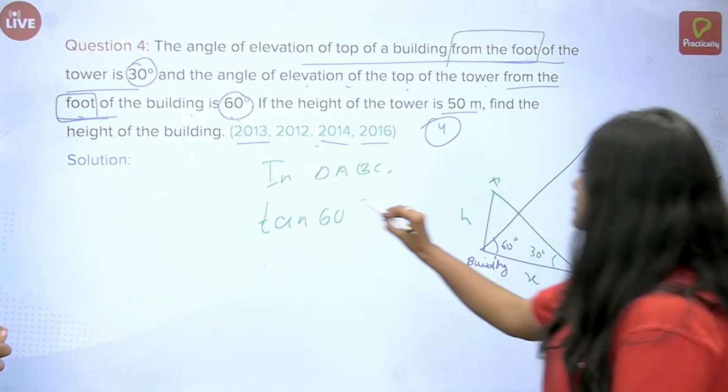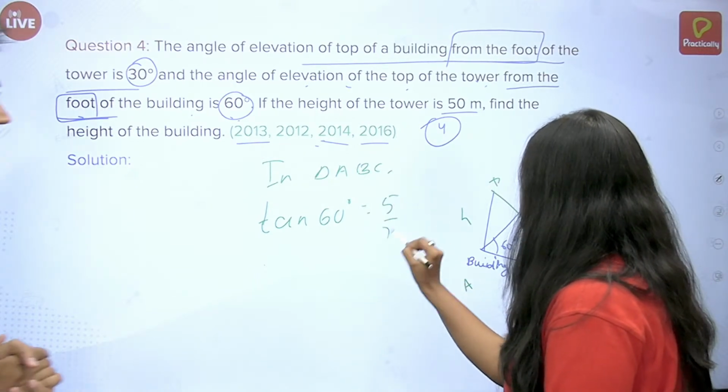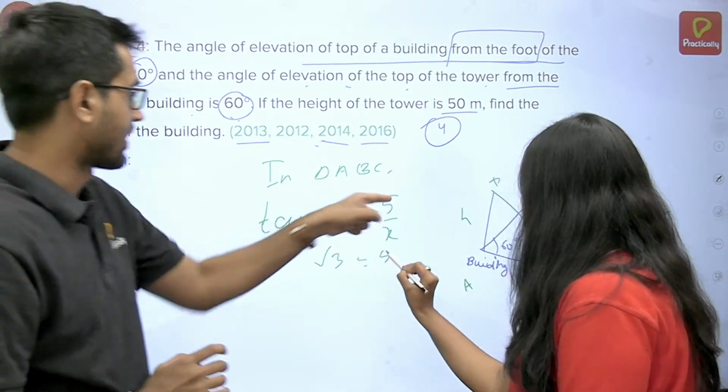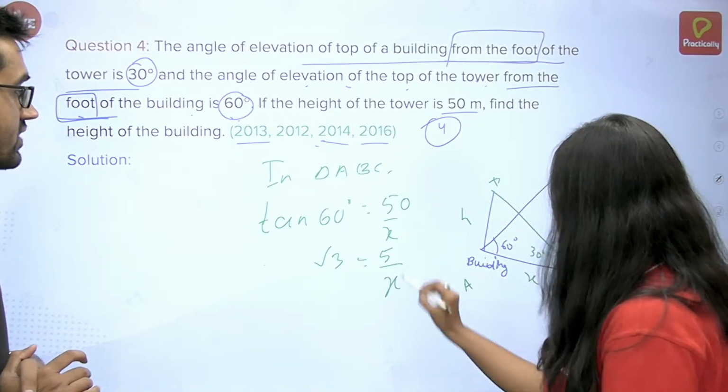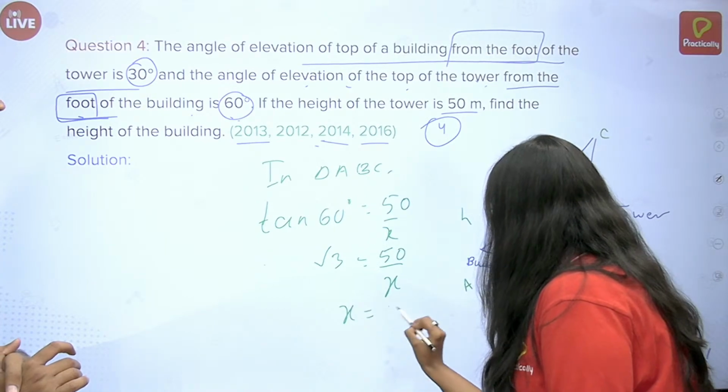So tan 60 degrees is equal to 50 by x. So root 3 equals 50 by x. Sorry, 50 by x. Don't make mistakes like me and lose out. Yeah, 50. So x equals 50 by root 3.